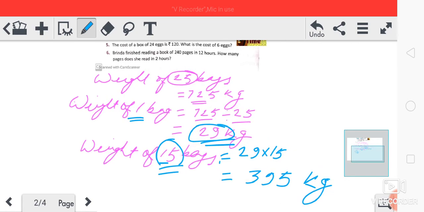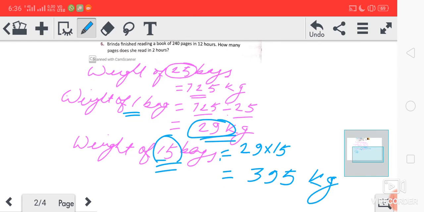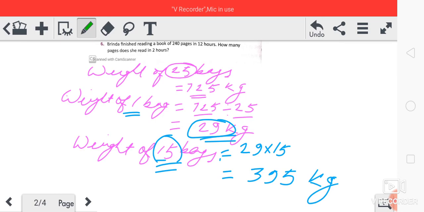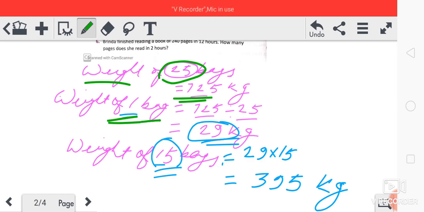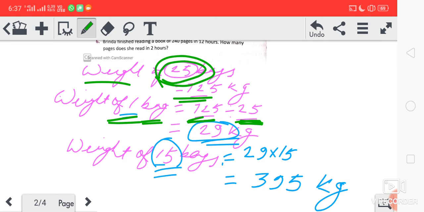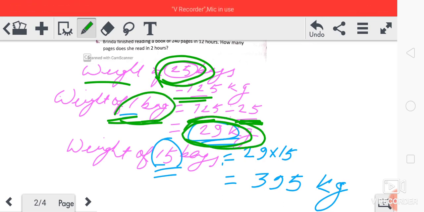Okay. So once again from the beginning I am explaining it. Just look here. The weight of 25 bags is given as how much? 725 kg. Okay. So first of all we have to find the weight of one bag. What do we have to do? Total weight divided by number of bags. Total weight is 725 and number of bags is 25. So we divide by 25. After dividing, the division I have shown you, we got 29. So the weight of one bag we have got is 29 kg.